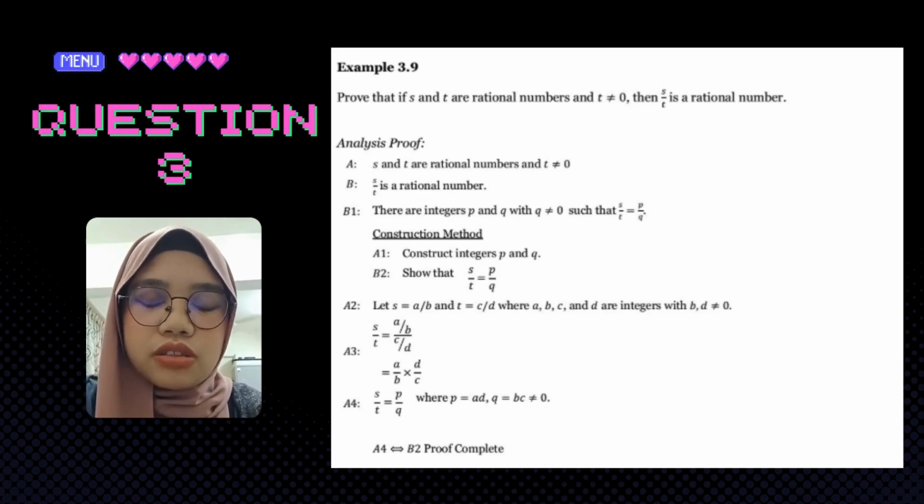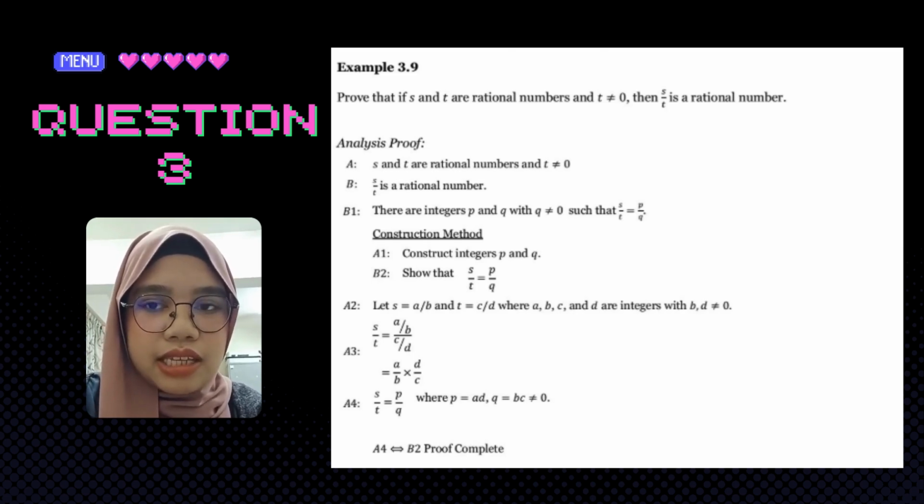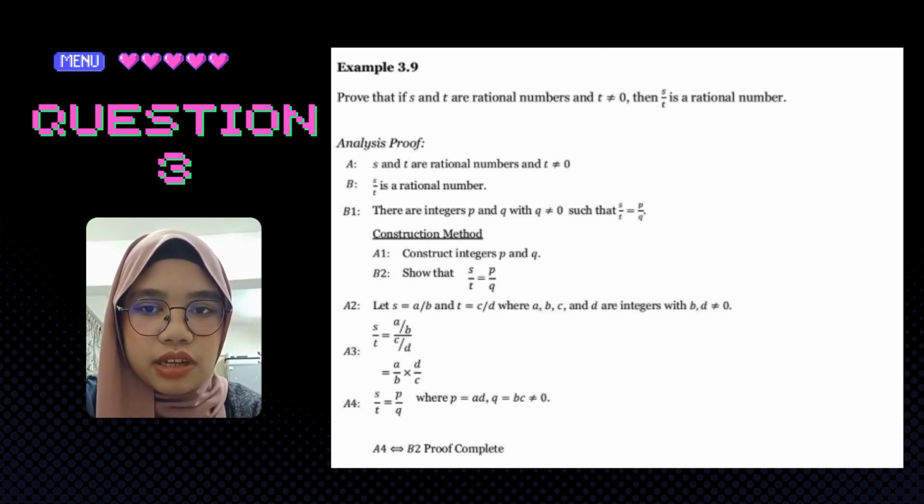Next, we are going to go over example 3, which is to prove that if s and t are rational numbers and t isn't equal to 0, then s over t is a rational number. Our analysis of proof, which is A, our hypothesis, is to show s and t are rational numbers and t isn't 0. B is going to be our conclusion, where s over t is a rational number.